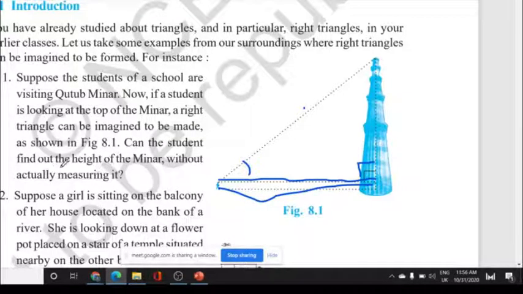can the student find out the height of the minar? When you just look at the minar like this, can you find the height of the minar without actually measuring it? That is the question. Now, how can you find the height of the minar without actually measuring it? This measurement we can do. It is from the ground, isn't it? This length we can measure, the distance from the ground. Only for measuring that vertical height we have a problem, right? Now, if we can measure the distance from the ground and if we can get the angle using which we are seeing it, then how are we going to measure the height? Without actually using the tape and all, how can we take the height of the Qutub Minar? That is what you are going to learn in this chapter.